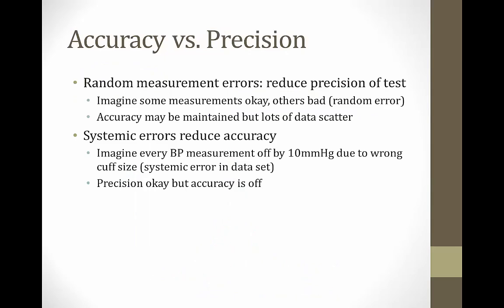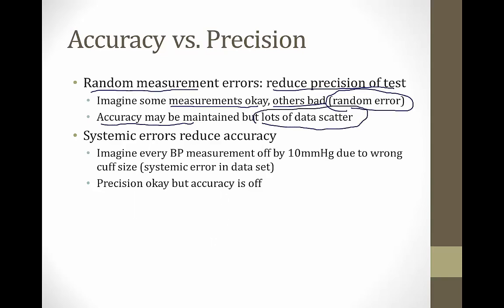So imagine that you have a machine for measuring glucose and it has random measurement errors. So sometimes the measurements are okay, but then other times it's slightly off. This is called random error. Well, you should know that this is going to reduce the precision of the test because you're going to get some results that are very accurate and dead on, then you're going to get others that are slightly off, but they may be clustered around the result that you want to get. So you may actually maintain your accuracy, but there's going to be lots of scatter of your data, and the thing that's going to be affected the most is the precision.